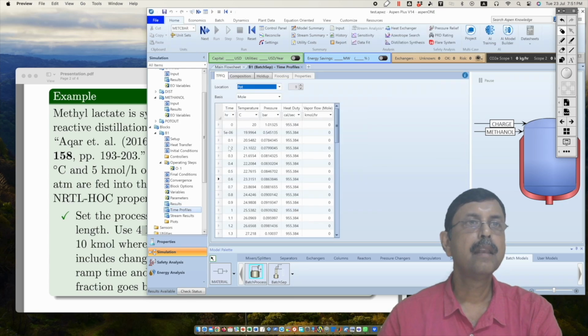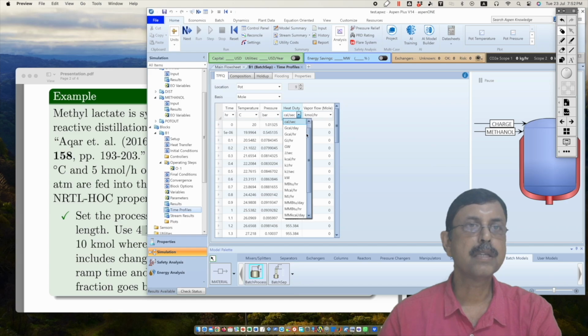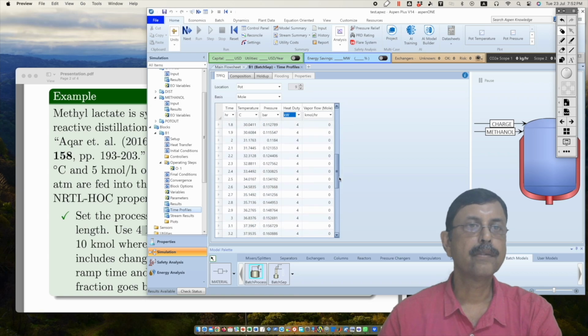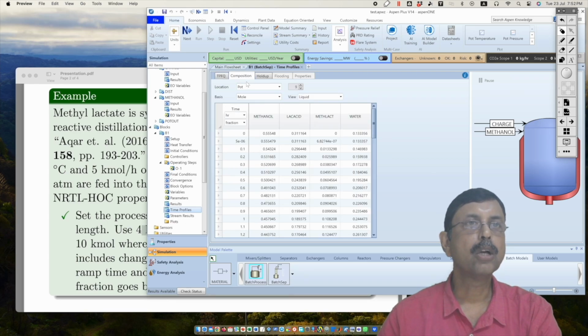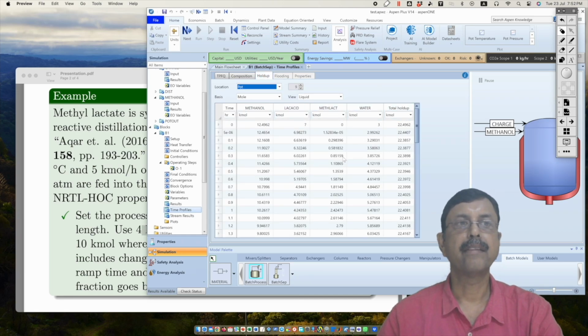Time profile is given over here. So as soon as it begins at time 0, what happens immediately after time 0, and then as time progresses, how temperature, pressure and heat duty change. So it's the time, pressure and heat duty profile, the composition profile and the hold up profile, everything has been shown over here.